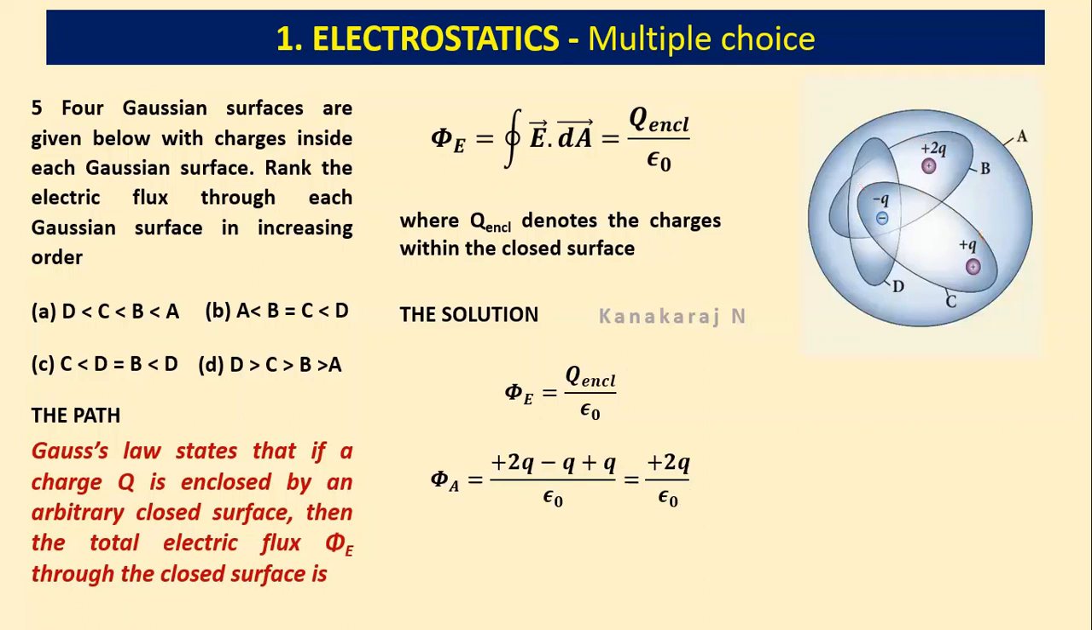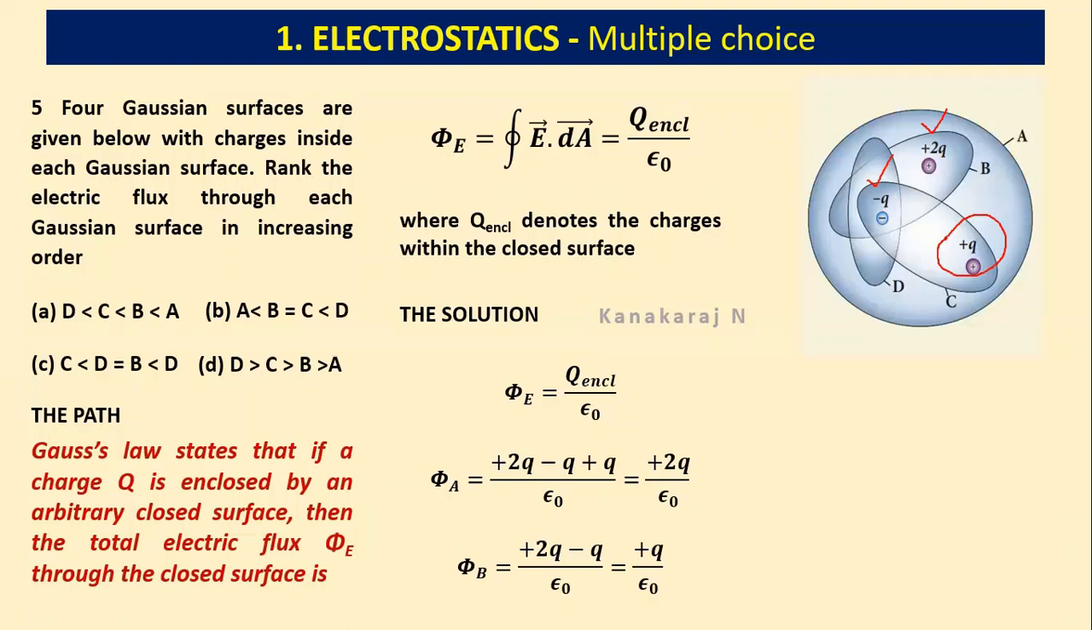So let us go for the surface B. The surface B encloses two charges: plus 2Q and minus Q. Here you have a charge plus Q, which is outside the closed surface, which will not contribute anything to the flux coming out of the closed surface B. Remember it. We have to consider only the charges enclosed by surface B, which are plus 2Q and minus Q. So phi B equals plus 2Q minus Q by epsilon naught. After simplification, we get phi B equals plus Q by epsilon naught.